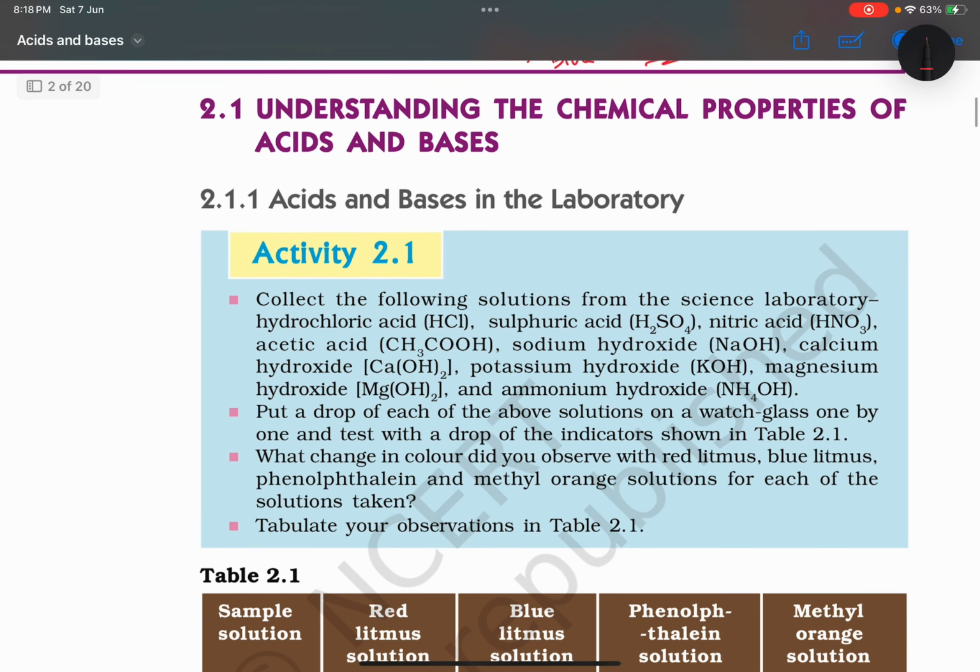Coming to 2.1, we'll cover this 2.1 also in this section. Then in another video, we'll go with 2.1.2 like that. Let us see what is given in this 2.1, understanding the chemical properties of acids and bases. Acids and bases in the laboratory.